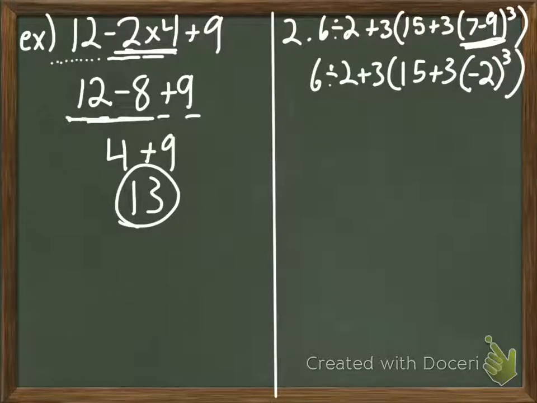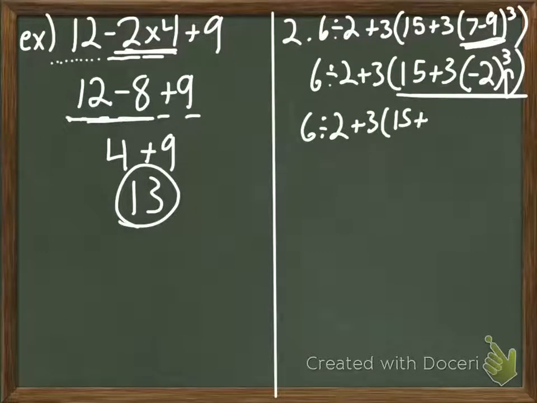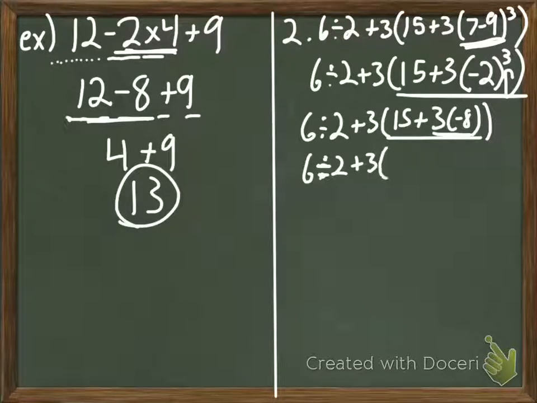So now I have parentheses, but inside this parentheses here, I have an exponent. So I'm going to do that next. And -2 to the third, if you put that in a calculator just like you see it, you'll get -8. So I'm still working in this parentheses. So and I'm going to do this multiplication. 3 times -8. Three times -8 is -24.